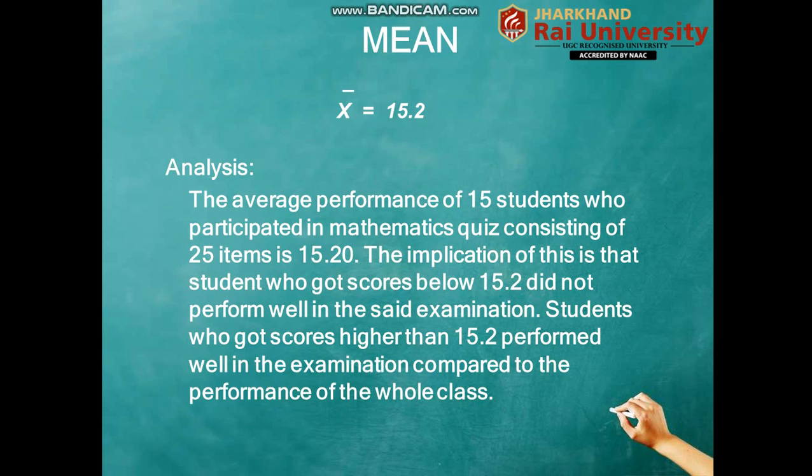Here what we have analyzed is that the average performance of 15 students who participated in the mathematics quiz consisting of 25 items is 15.2. The implication of this is that students who got scores below 15.2 did not perform well in the said exam, and the students who have got more than 15.2 have performed very well in the examination as compared to the whole class.